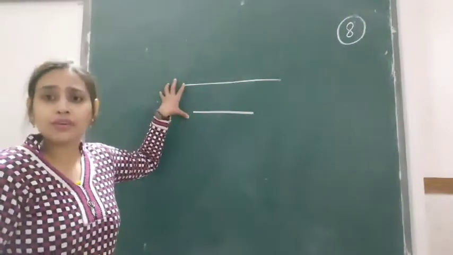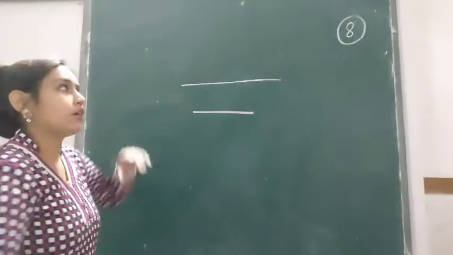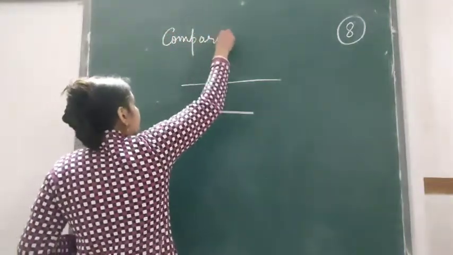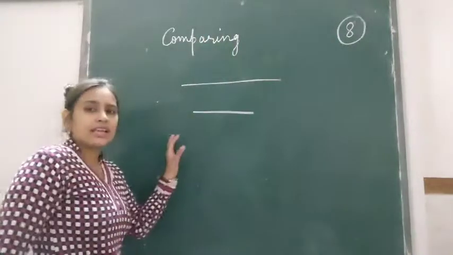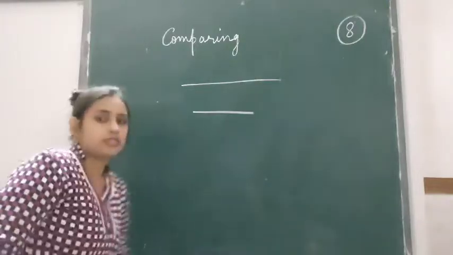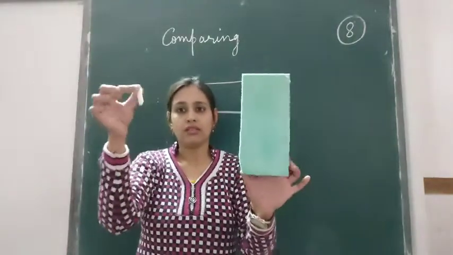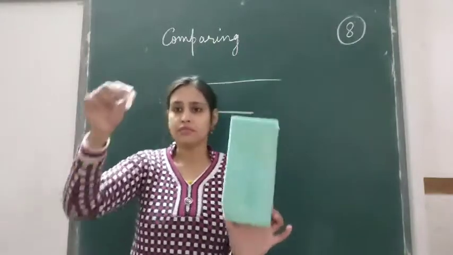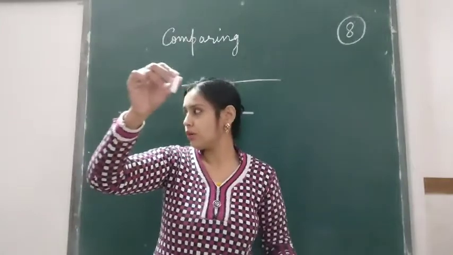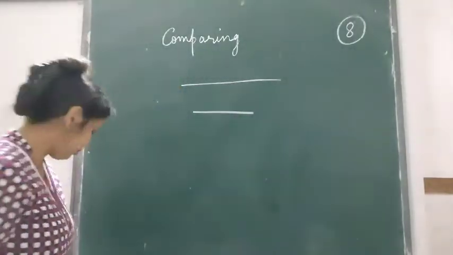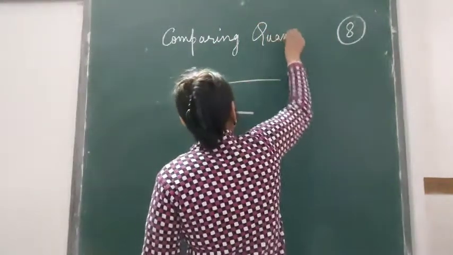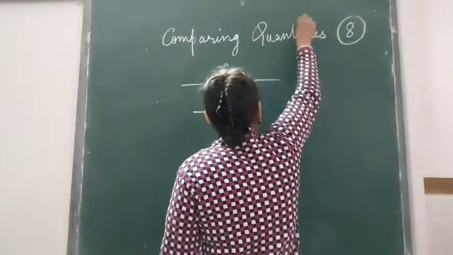So generally what are we doing? We are comparing. Like this, can we compare other things also? For example, these two things: duster and chalk. Again we are comparing. Duster is bigger, chalk is smaller, right? So children, like this we can compare quantities, which is your chapter 8 in mathematics.